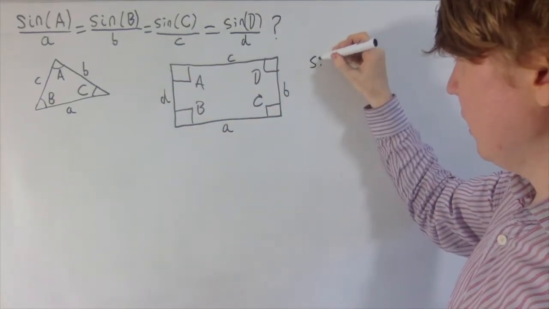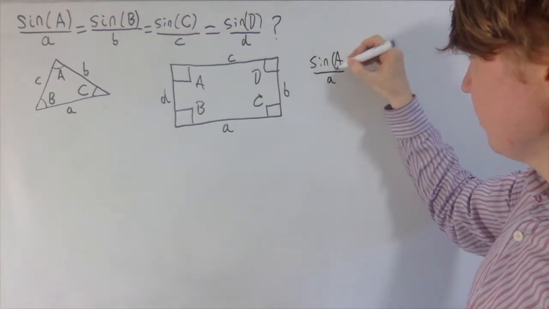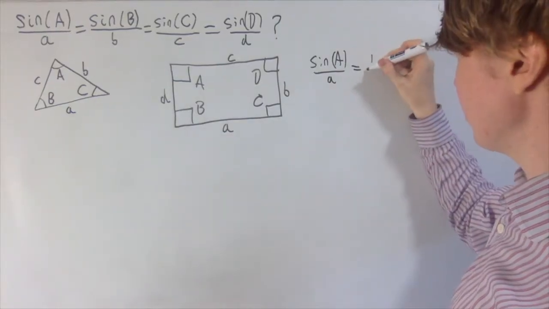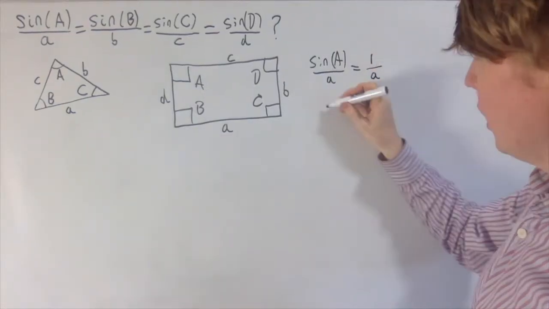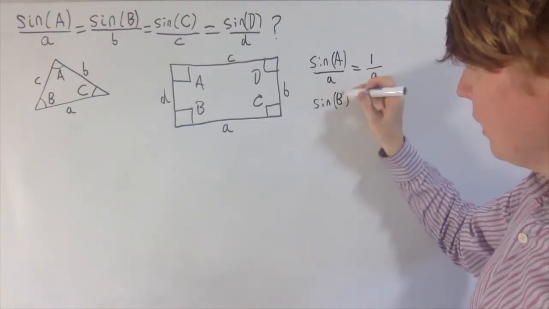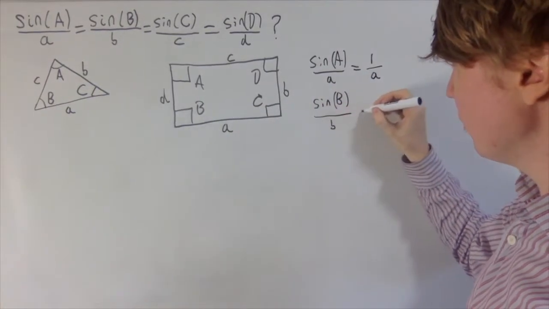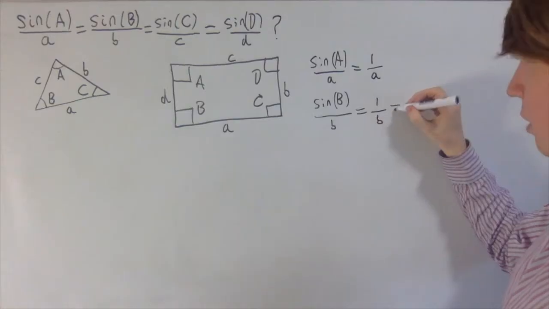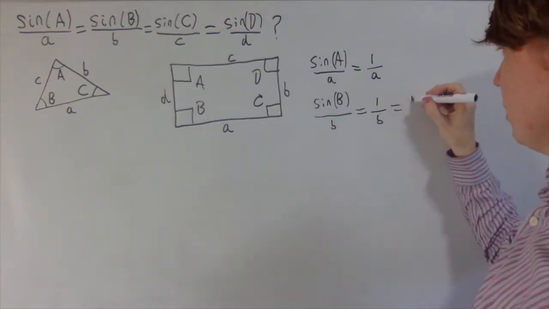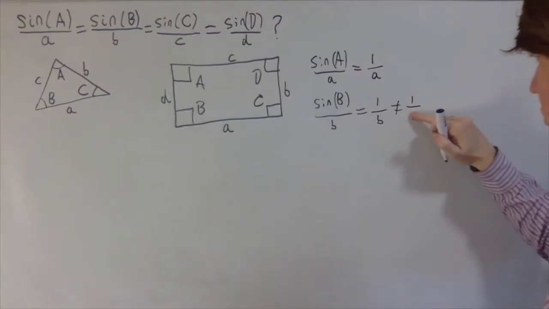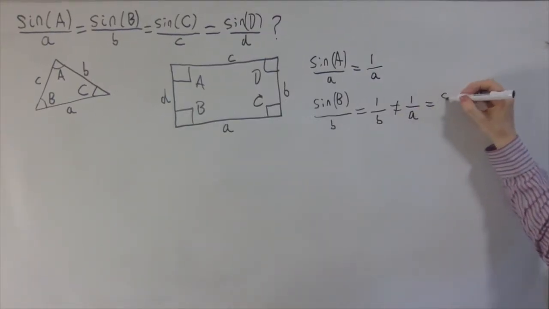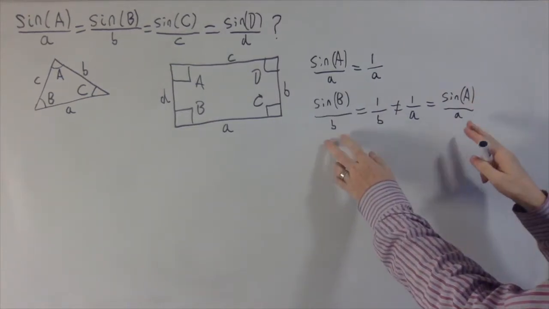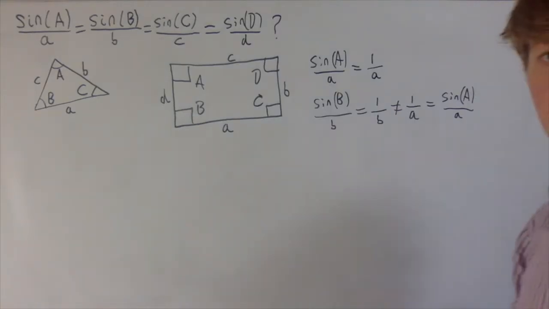So let's have a look at this. Sine A over a. Well, we know that A is 90 degrees, and sine of 90 degrees is just 1, so this is just equal to 1 over a. Similarly with B, angle B is also 90 degrees, so sine B over b is just equal to 1 over b. Sine of 90 degrees gives you 1. And for a general rectangle, a and b aren't the same length, so 1 over b is not equal to 1 over a. So just looking at a rectangle, we've got stuck: sine B over b can't be equal to sine A over a.